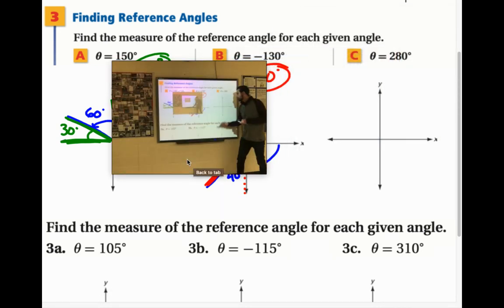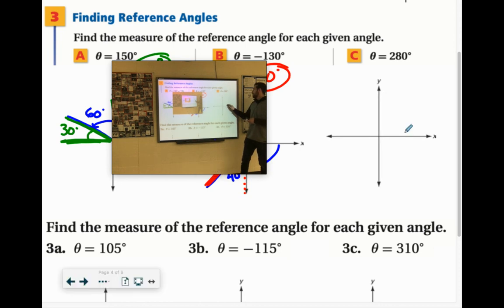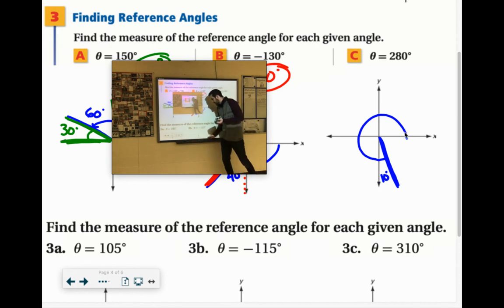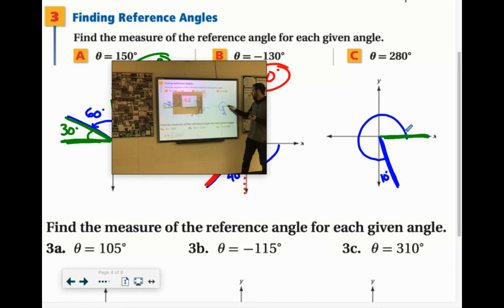280 degrees. So 270 would be 3/4 of it. 280 would be 10 more degrees. You're trying to get to the nearest x-axis, which would be over here. So that angle created now, 90 minus 10 leaves you with 80 degrees. So that would be your reference angle.